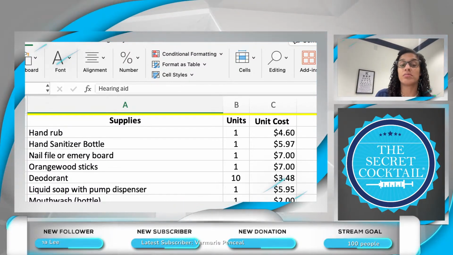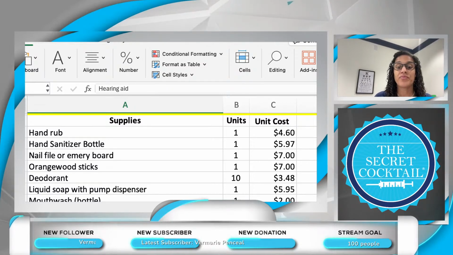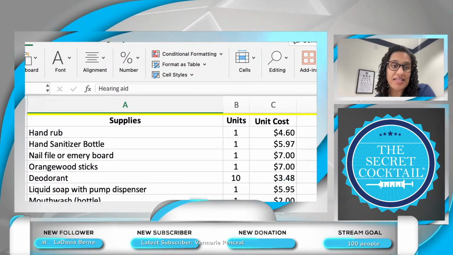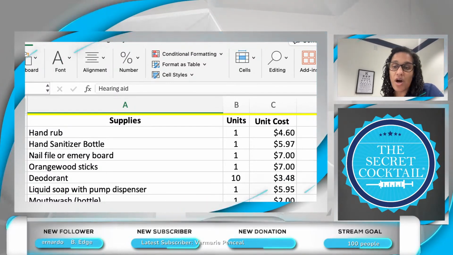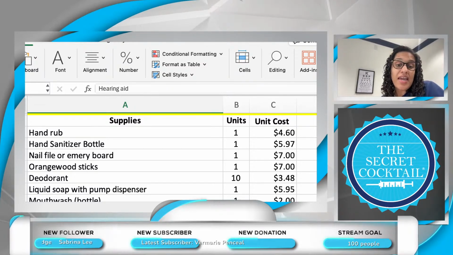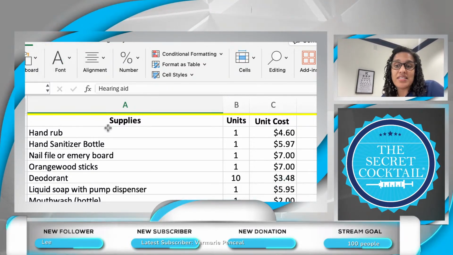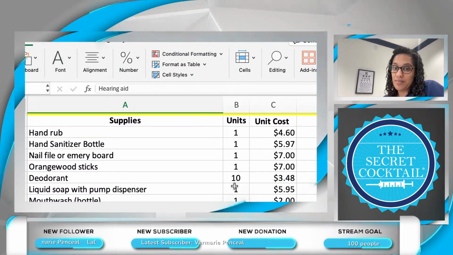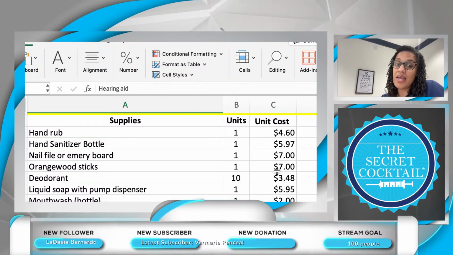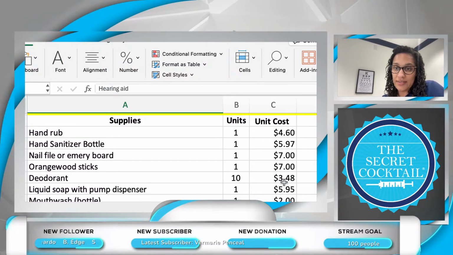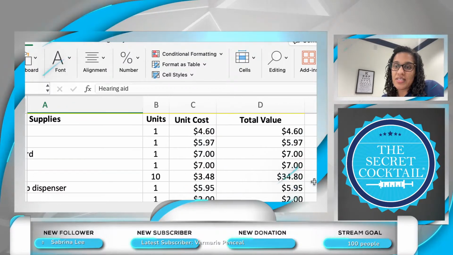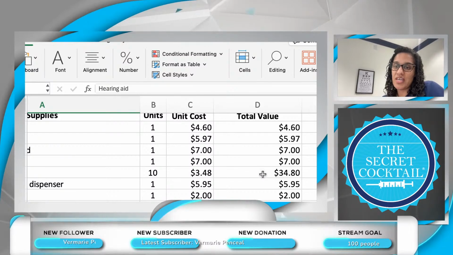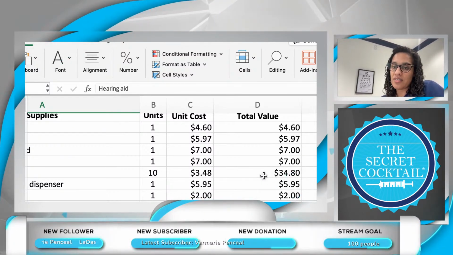So anyway, what I have here is my startup costs. When I work with my clients, I help them identify all of the startup costs they're going to need for their company. They label it out not only by the supply name, but by how many units they're going to need of that particular supply to at least start, and how much each one costs. And then over here is the total value. So if I have 10 deodorants that cost me $3.48 each, then that is a total cost of $34.80.